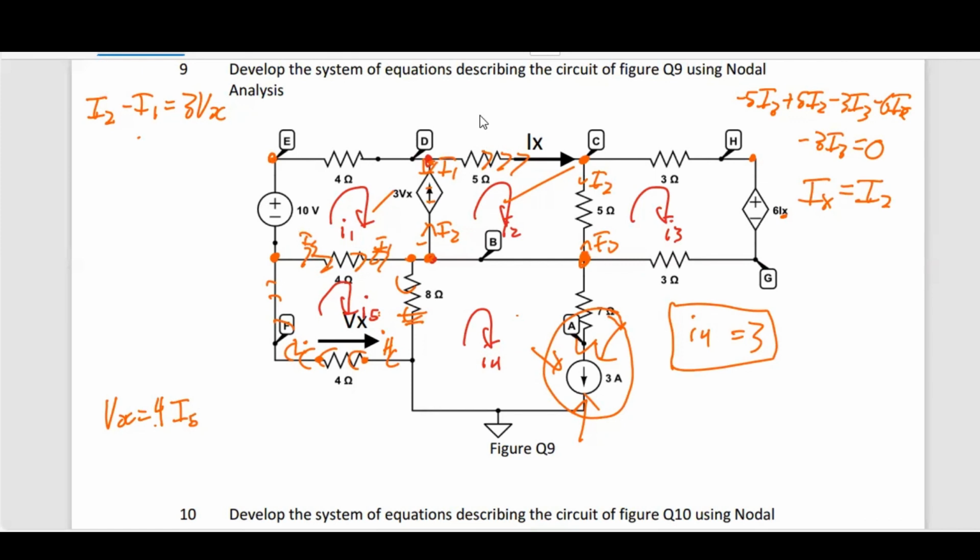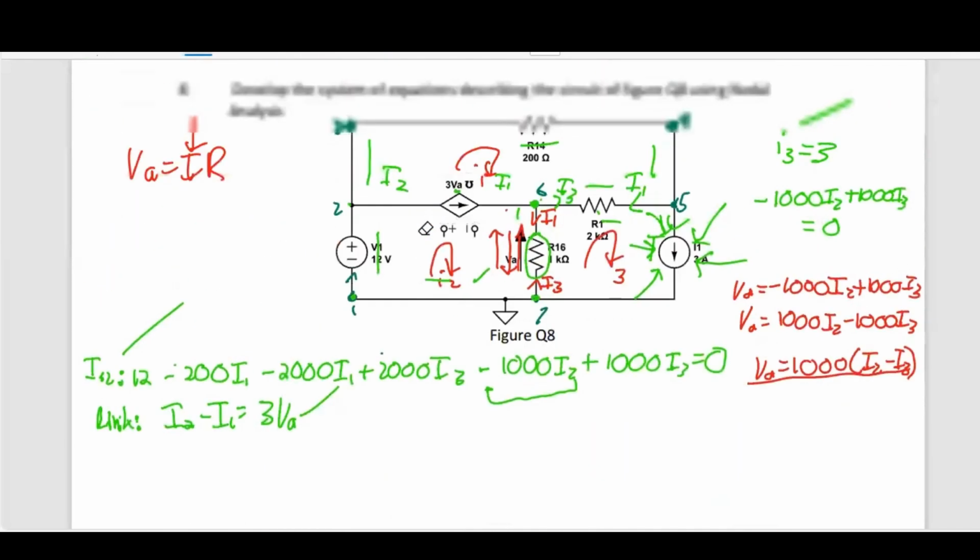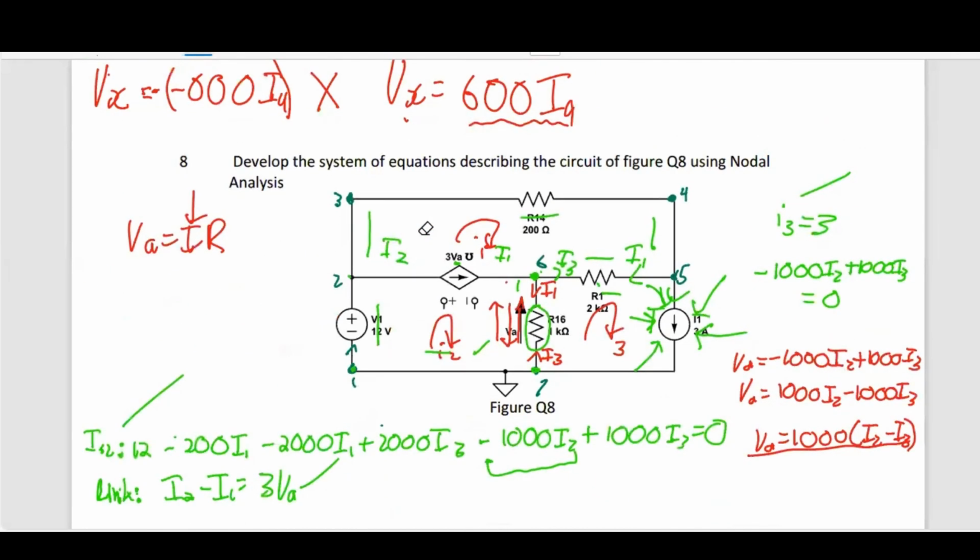I4 is in the same direction as this, so I keep it here. If it was going in the opposite direction, I4 would equal minus 3. So let's be careful and look out for it. If I scroll back up, look at the pattern. Here, a current source not being shared between any loop, so I3 equals 3, which I have here.